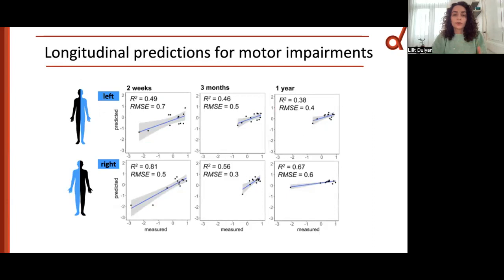The disconnectome approach allowed us to improve the prediction precision of motor outcomes at acute stage in comparison to a previous study that used the same data set, and they also used the ridge regression at acute stage. In addition, we extended the results for long-term predictions.